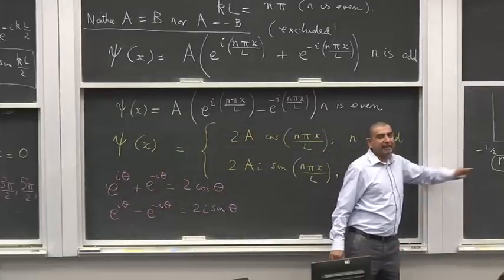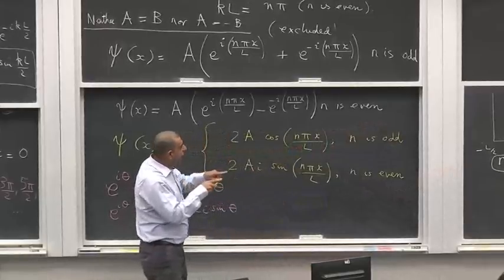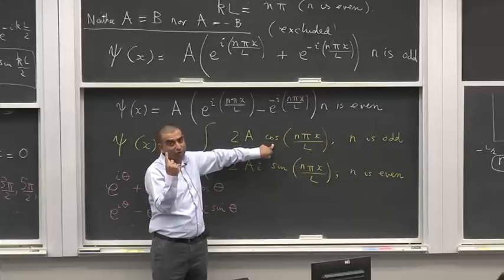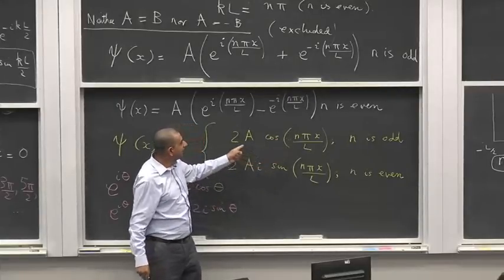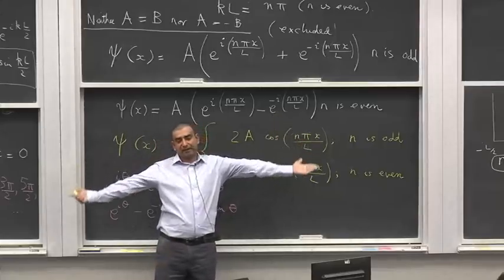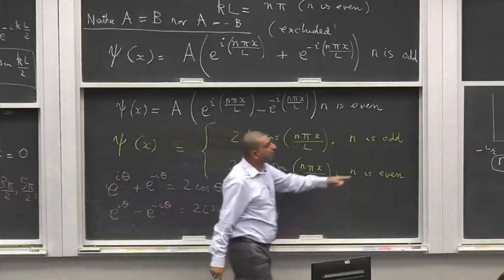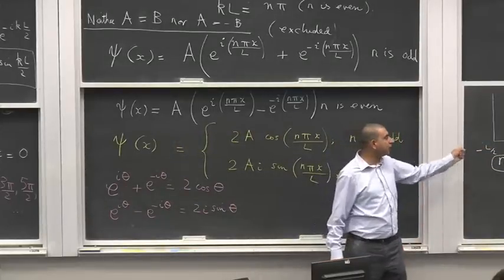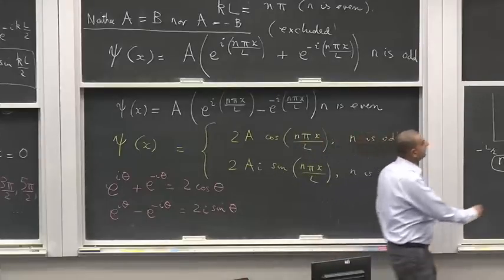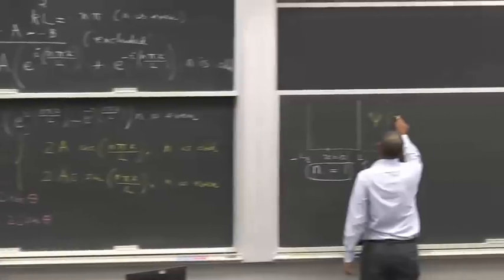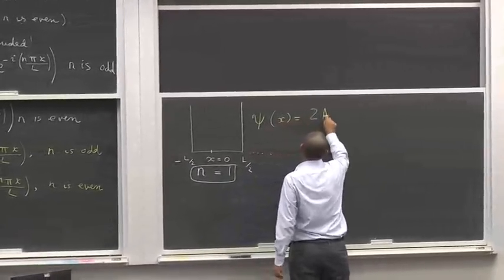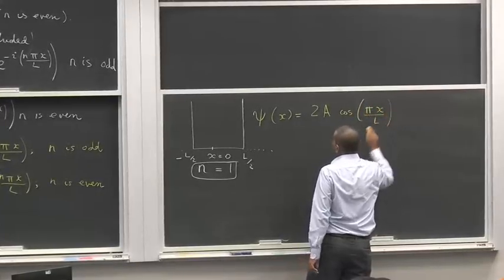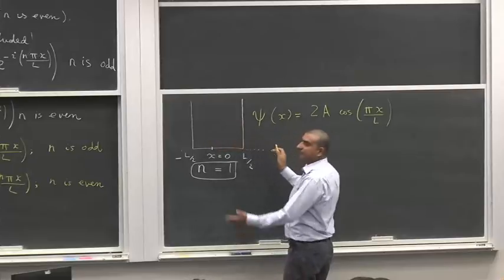Now if I take n equals 1, I would have my attention onto this function here, because this is valid for odd n's. And 1 is odd. So when n equals 1, the function is 2a cosine pi x over L. Now how do I plot this function onto this graph? Can you plot cosine pi x? So the wave function is now 2a cosine pi x over L. Could you please plot this function onto this graph?